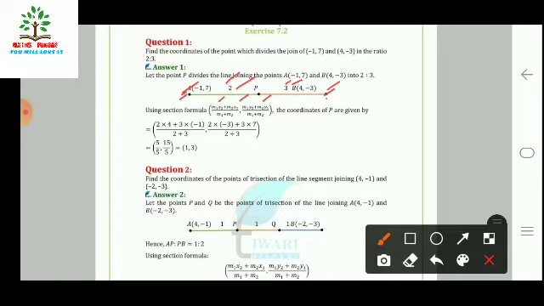So the coordinates of P are given by this. Using this, we are just multiplying: m1 means here 2 by 4, so we are multiplying 2 by 4 here and then 3 by -1 here, over 2 plus 3.